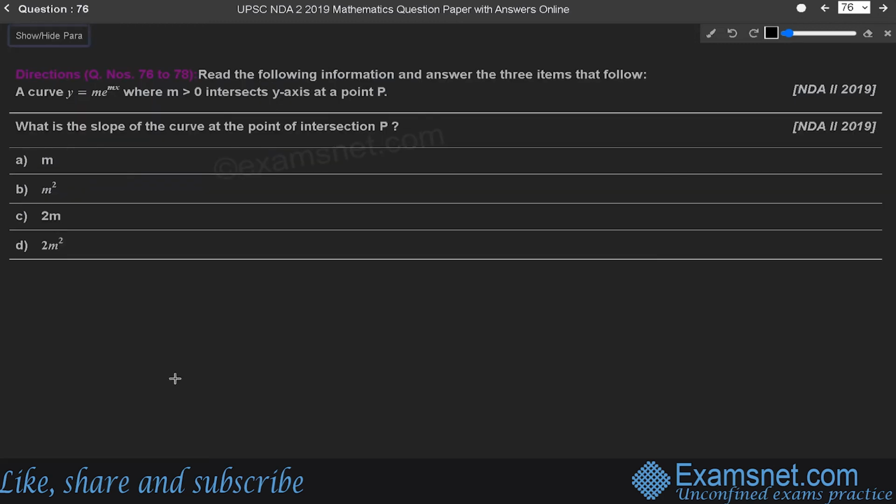Next question is, read the following information and answer the 3 items that follow. A curve y equals m e power mx, where m is greater than 0, intersects y-axis at a point P. What is the slope of the curve at the point of intersection P? It is clear that m is greater than 0 because it is given in the question. So, we can draw a curve here.